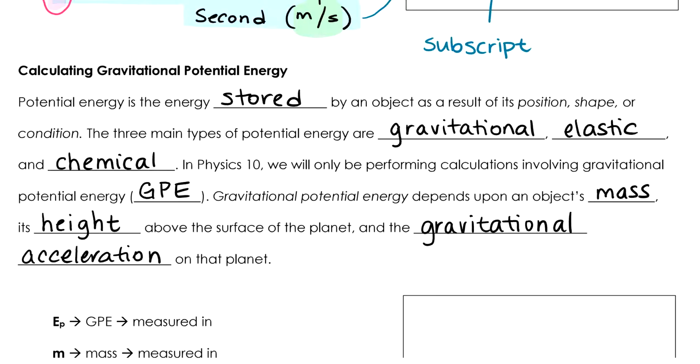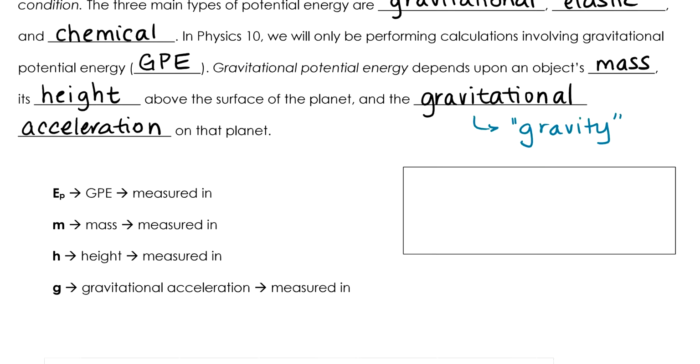You may have heard gravitational acceleration just referred to as gravity, which is fine. That means the same thing. So here's our formula for gravitational potential energy. EP equals mass times gravitational acceleration times height above Earth's surface, where EP is measured in joules, just the same as EK, which is abbreviated with the symbol J.